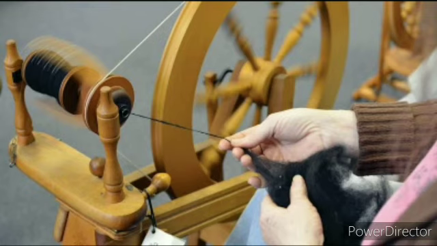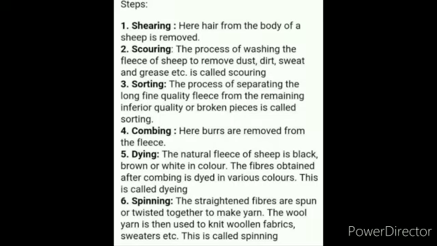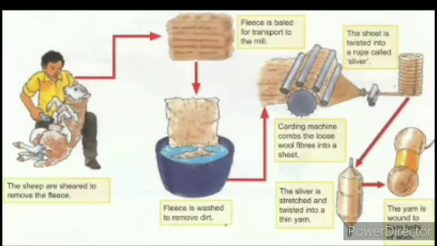Last comes the spinning. The wool is then straightened, combed and spun into yarn. And finally, after spinning, the wool is either woven or knitted for making sweaters. All the steps are given here. Please read them very carefully so that you can make a flow chart of it. So this is the diagrammatic representation showing the journey from fibers till the fabrics.